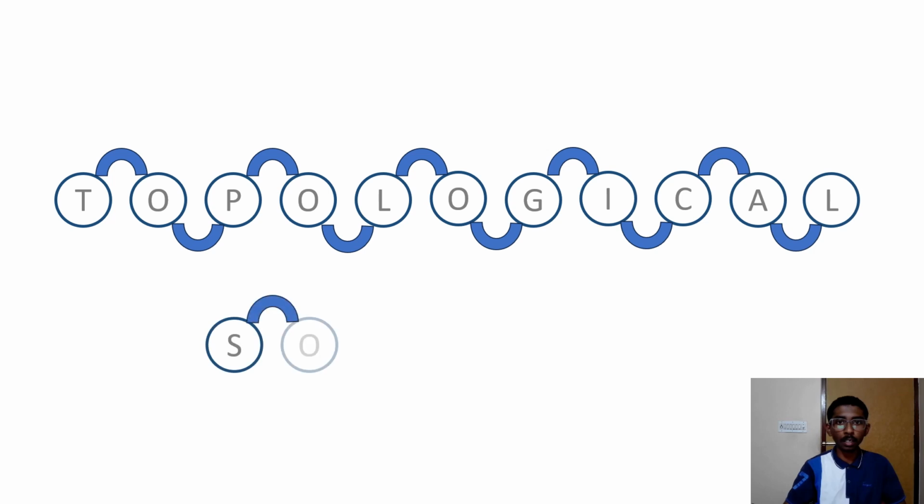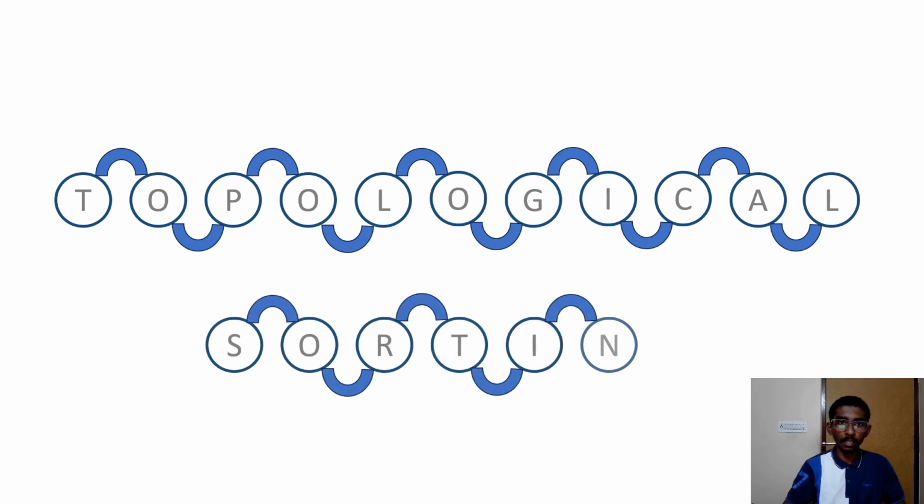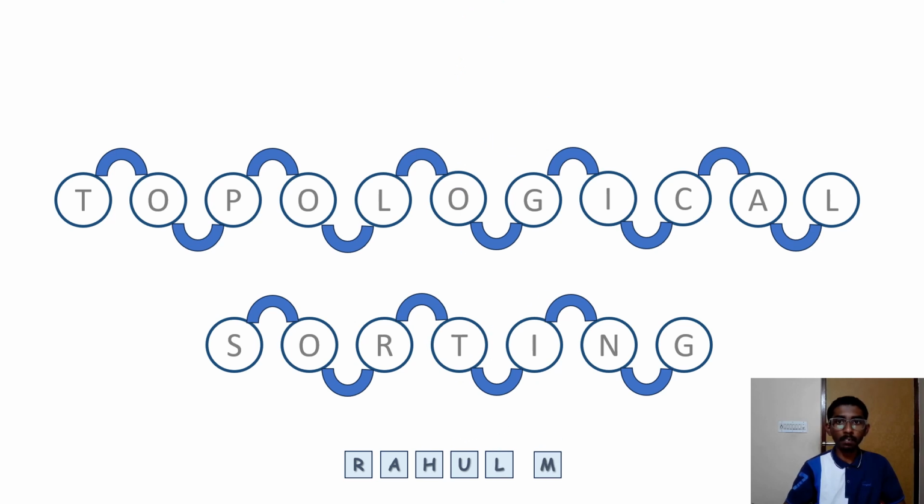In this presentation, I will be explaining topological sorting. We will explore how to use DFS to find a topological sort of a directed acyclic graph, and we will even see a simple example. Let us start.